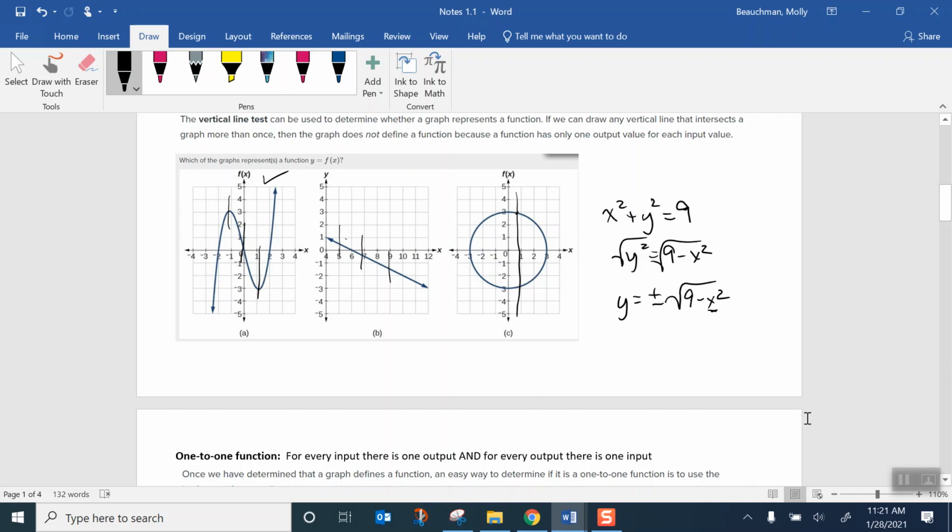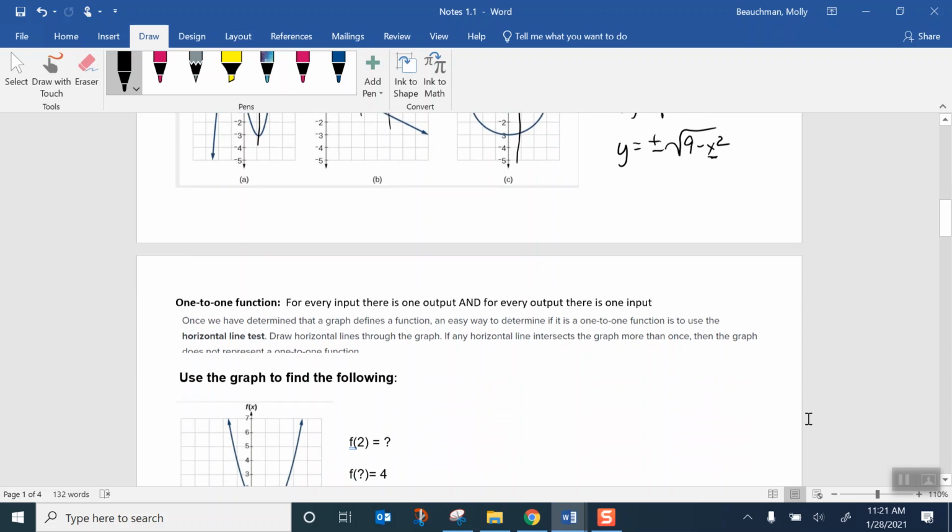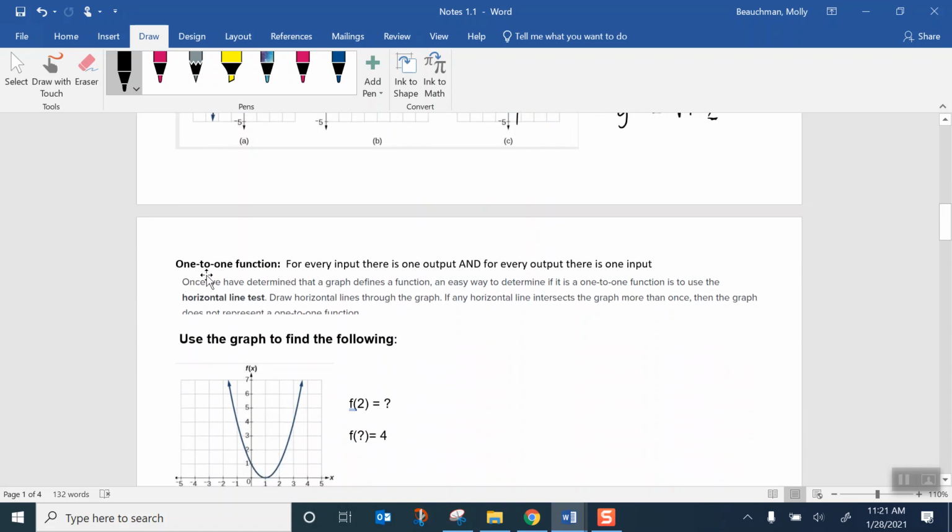So the next definition, we can also be more specific. There's something called a one-to-one function. A one-to-one function means for every input there is one output, so that means it's a function, and for every output there is one input. So once we've determined the graph is a function, a way to determine if it's a one-to-one function is to use the horizontal line test.